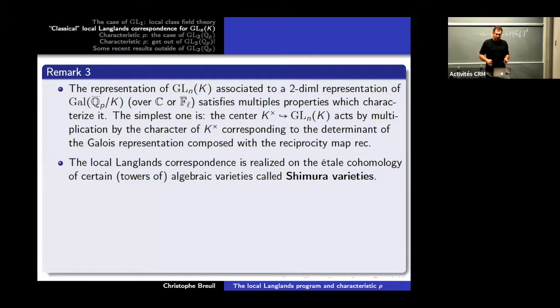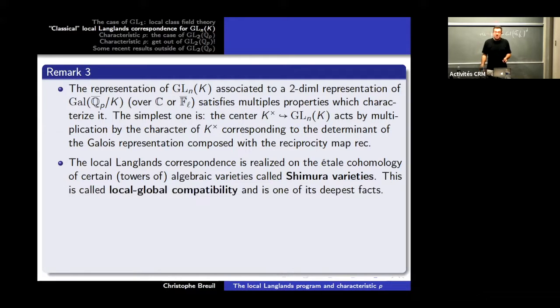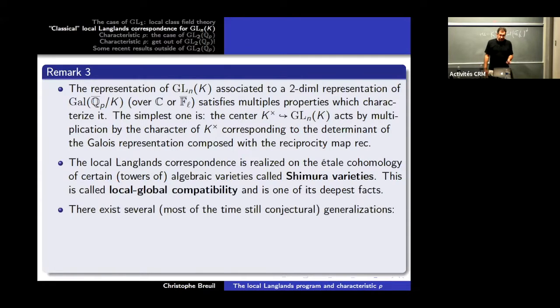So it really matches in the cohomology, and in some sense, the étale cohomology, I don't know, historically was developed independently of the local Langlands program. So you see, it really works, and it appears in real life. This is called local-global compatibility, because the construction of étale cohomology of Shimura varieties is some global construction. You don't need a local field and so on. It's one of the deepest facts of this correspondence. It naturally occurs on certain spaces.